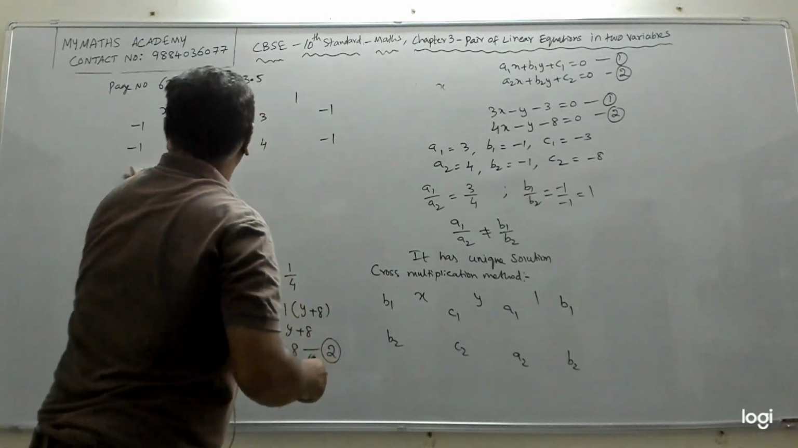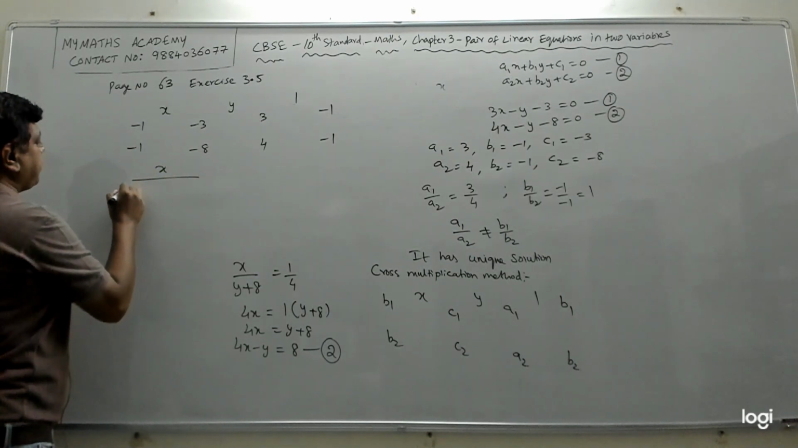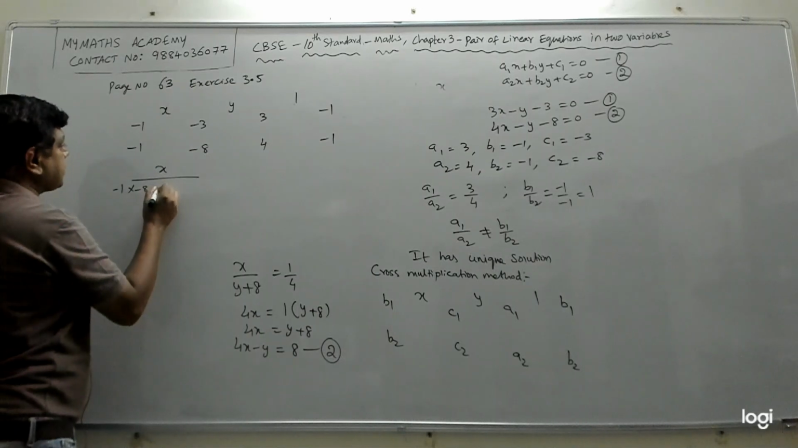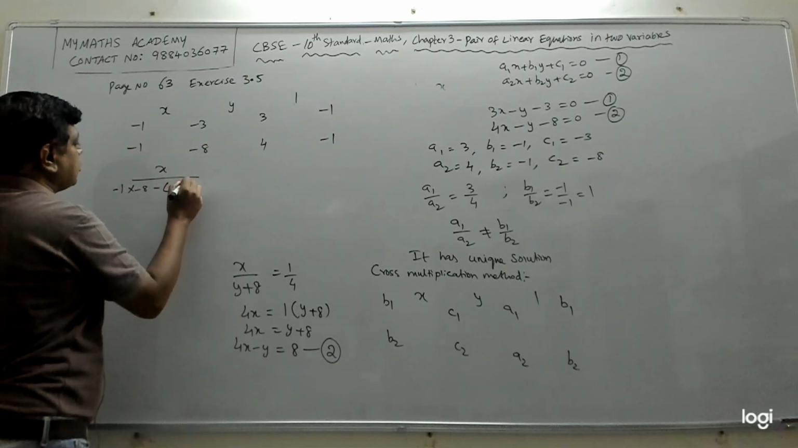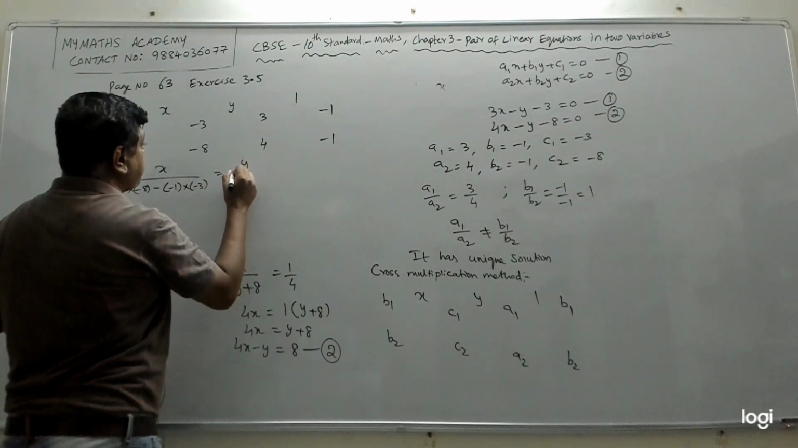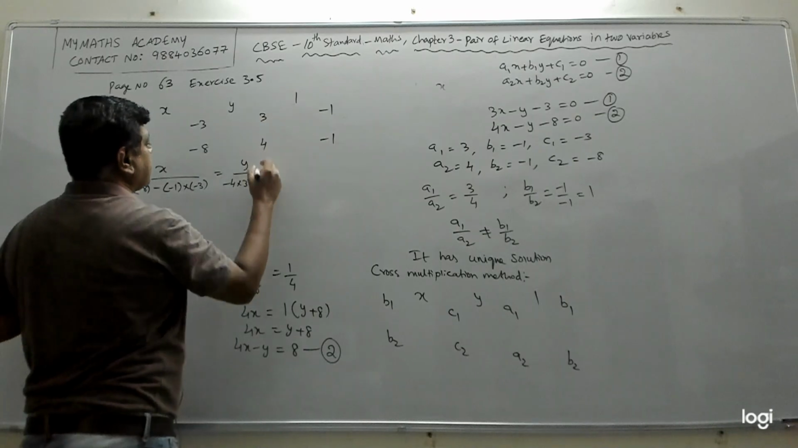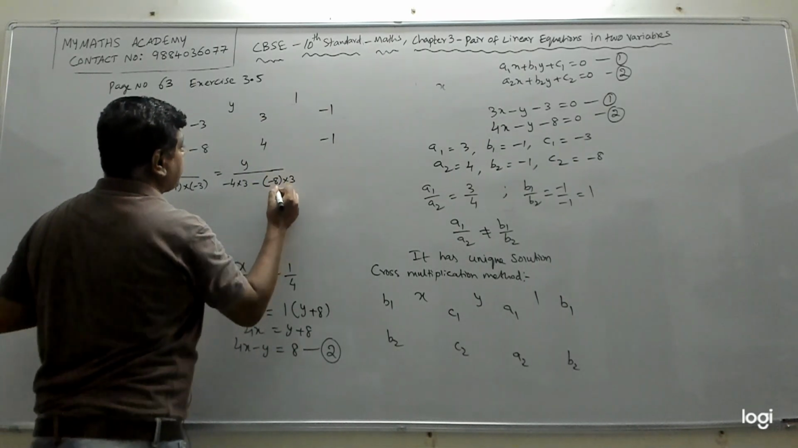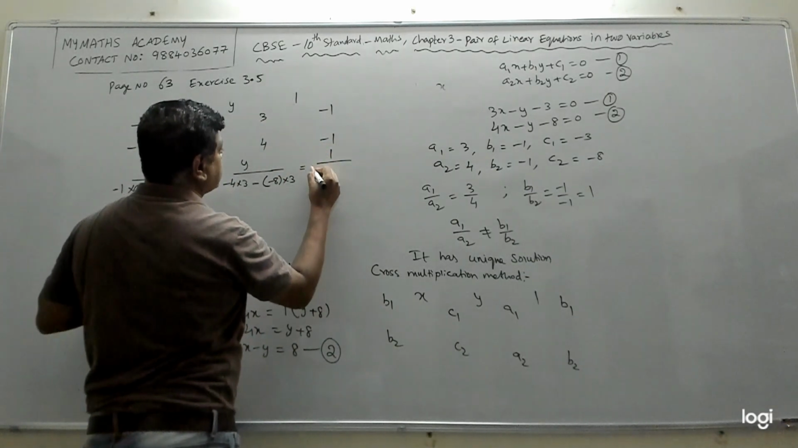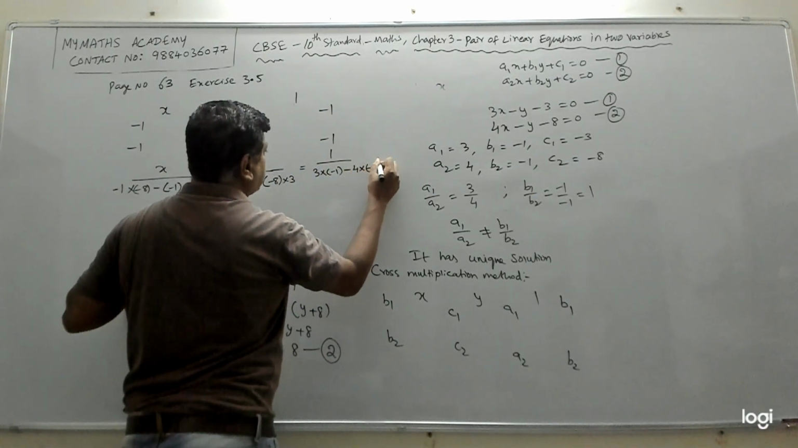Fine. Now we have to solve. So how do you solve? x by this into this: minus 1 into minus 8, minus 1 into minus 3. Right? Equal to y by minus 3 into 4, minus 8 into 3. Equal to 1 by 3 into minus 1, minus 4 into minus 1.